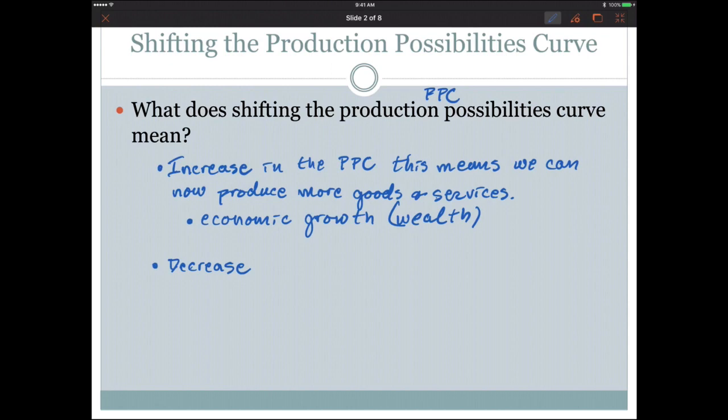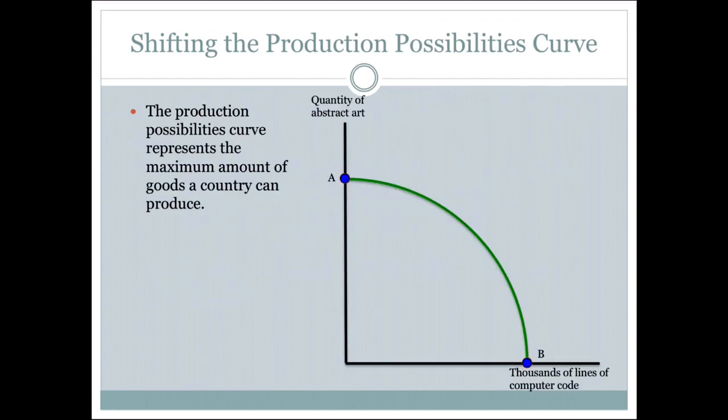Venezuela is experiencing this now. And what it means is now you're able to produce less stuff. You're growing poorer. So a decrease in the PPC curve represents economic decline. Economic decline. And so this means we can produce less stuff overall. So let's turn to the graph so we can see what this looks like.